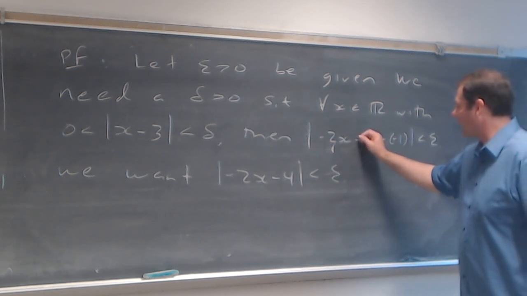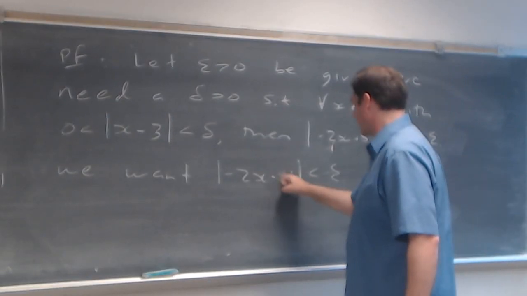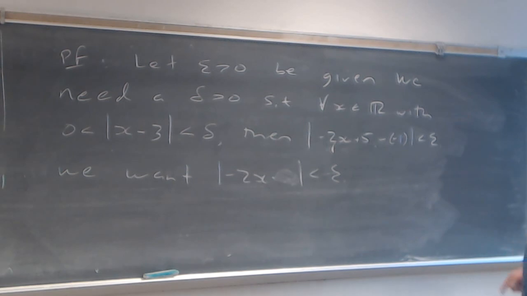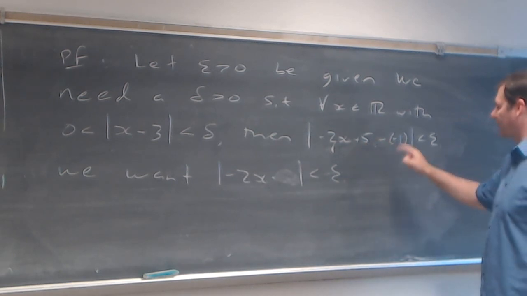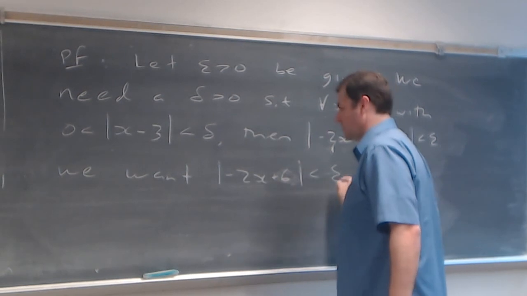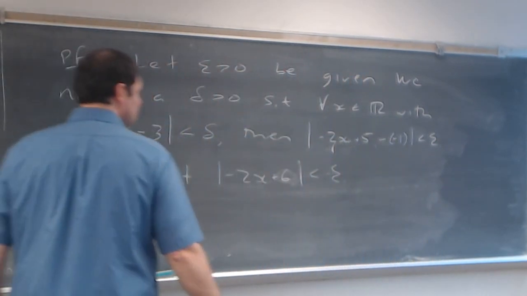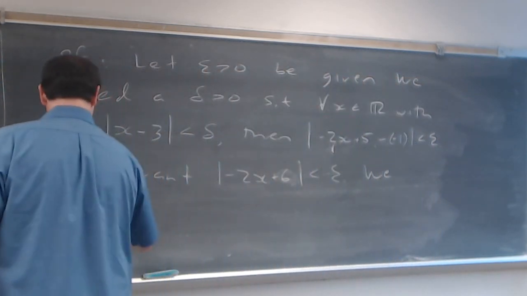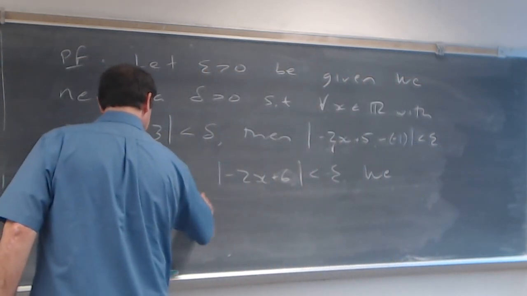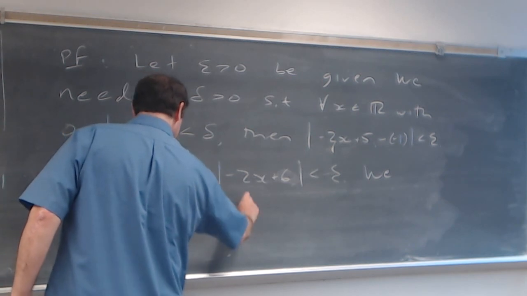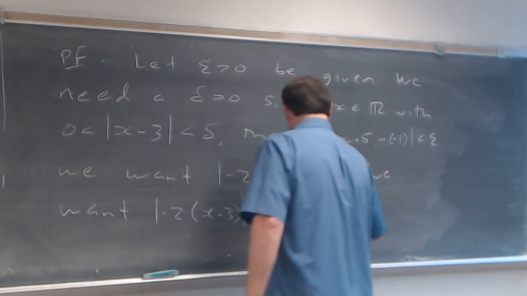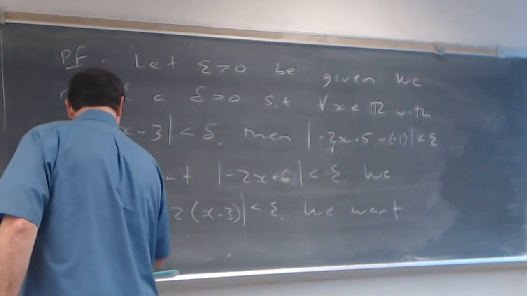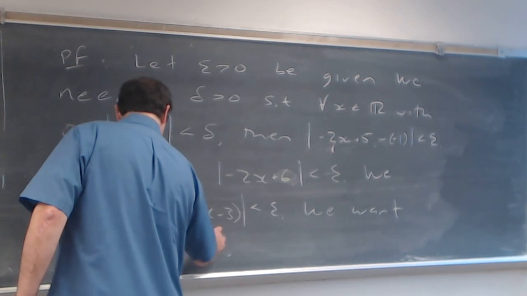This should have been a plus 5. I made a mistake. I didn't look at f of x very well. So here, this is plus 5, that's 6. So it's plus 6. So this is what we want. So we want minus 2 times the quantity x minus 3 to be less than epsilon. That means we want the absolute value of minus 2 times the absolute value of x minus 3 to be less than epsilon.